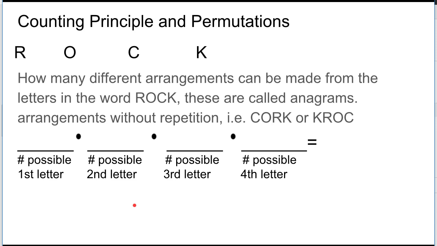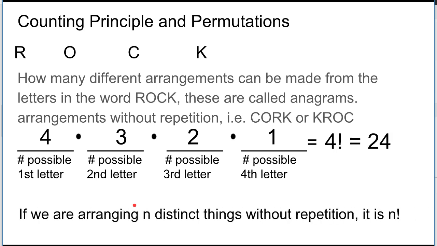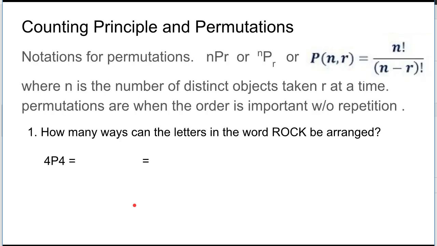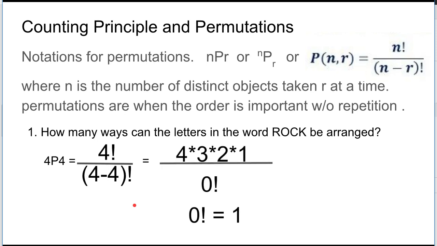Okay, so obviously for the first spot I could put 4 different letters, and then in the second spot I could put 3 different letters, and then 2 different letters, and then 1 letter. So even in this case, I've got 4 unique things, and I'm arranging all of them. It's going to be just 4 factorial. In this case, it'll be 24. So again, if we're arranging n distinct things, it's just going to be n factorial, whether it's letters, people, or things. That's the way it's going to go. Now, if I look at the formula for the same exact problem, it's going to be 4 factorial over 0 factorial, which again is 4 times 3 times 2 times 1.